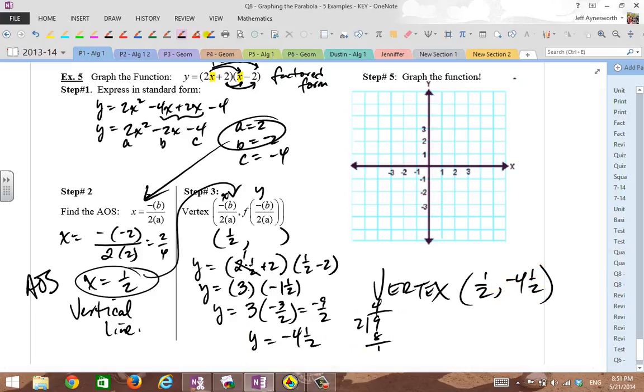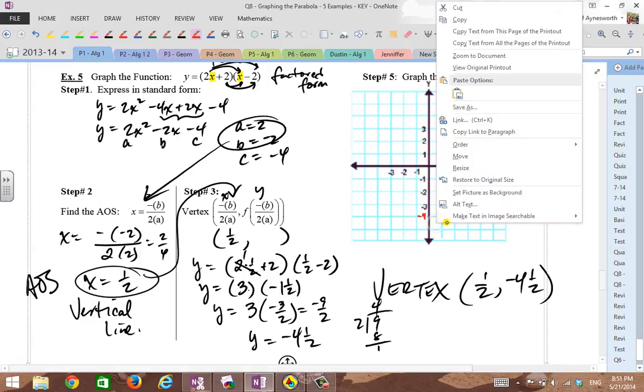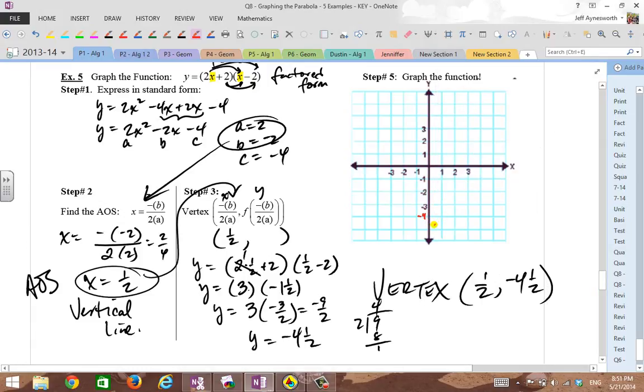Let's plot that. So it's okay, you know it's late, I'm tired, it's 9 o'clock and I'm even doing this for you guys. So 1 half comma negative 4 and a half, there's negative 4 here, negative 4 and a half is right here. So 1 half comma negative 4 and a half. Okay, draw my line of symmetry again, and now I'm in business.